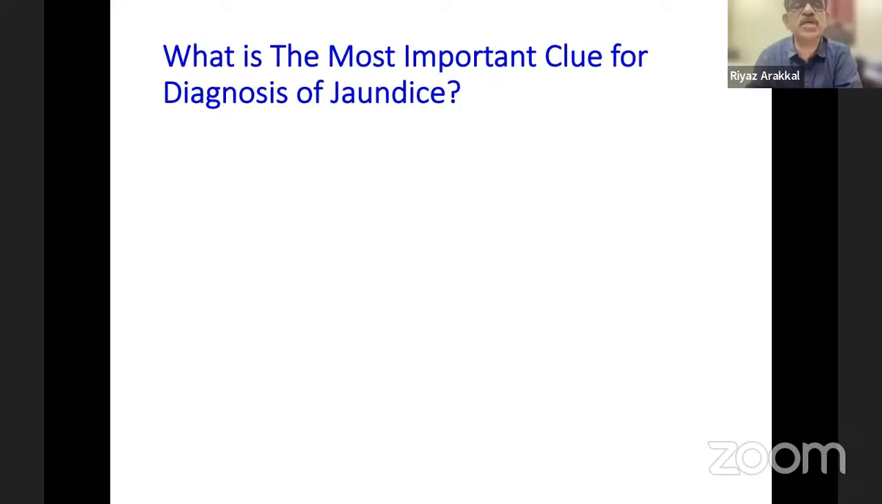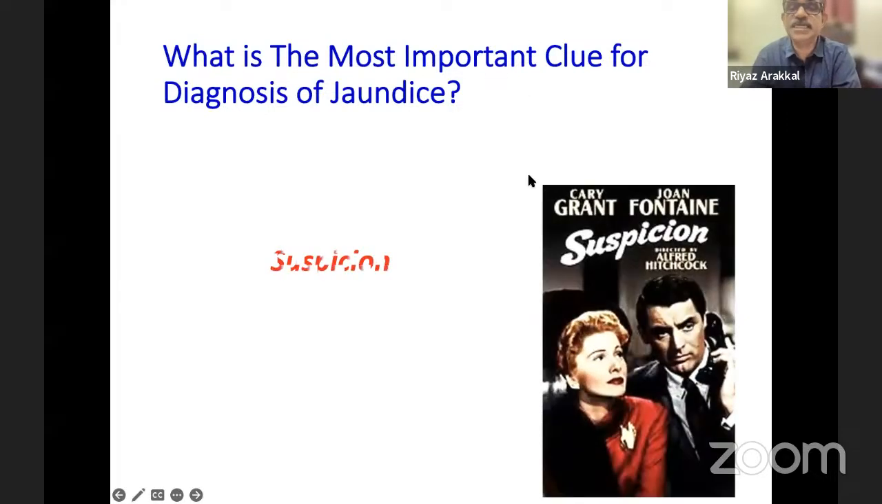Okay, what is the most important clue for diagnosis of jaundice? Not only jaundice, any condition. The most important clue for a diagnosis of jaundice or any disease is suspicion. Just like the famous Alfred Hitchcock thriller, Suspicion, starring Cary Grant and Joan Fontaine. Suspicion is very important. You should not have tunnel vision. You should think of the various conditions.